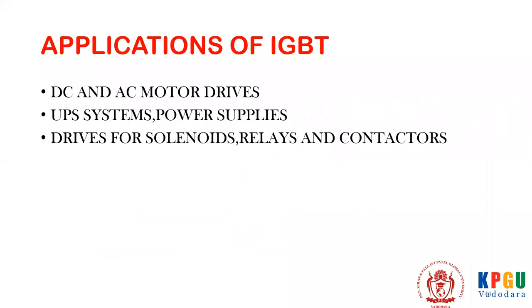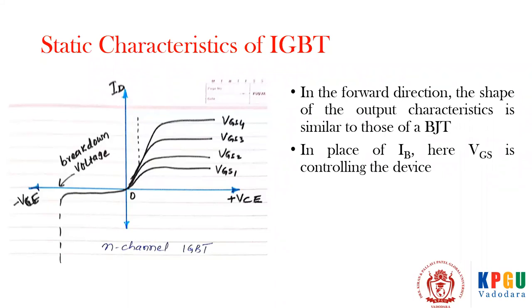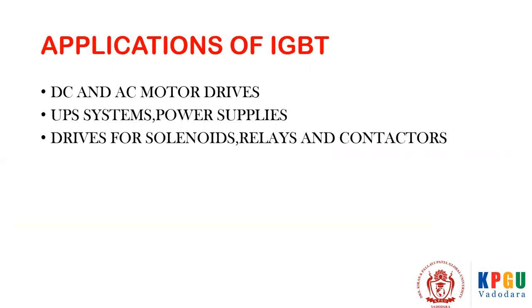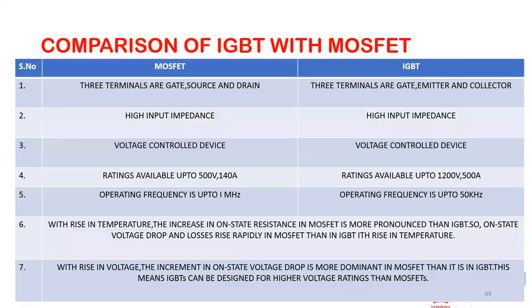So that was the characteristics of an N-channel IGBT, and in the reverse direction it is similar to a diode. It has blocking up to a breakdown voltage. The applications of IGBTs are for DC and AC motor drives, UPS systems, power supplies, and motor drives for solenoids, relays, and contactors. So in most medium power applications, IGBTs are used. In recent times, IGBT is available for high power ratings also, so it is replacing the thyristors, about which we are going to learn in our subsequent videos.